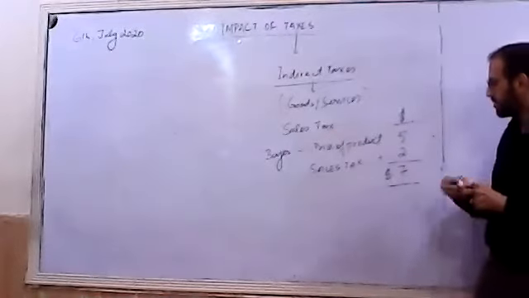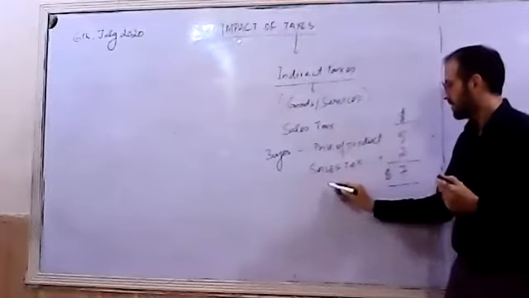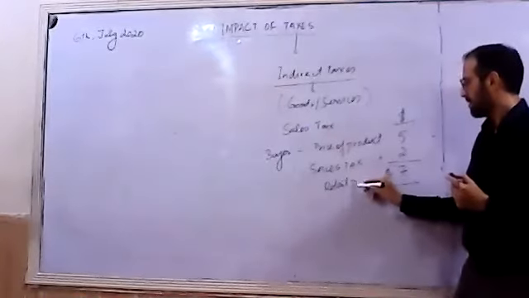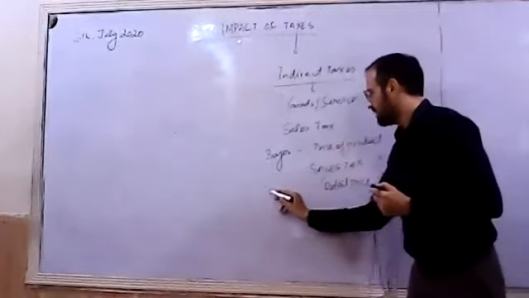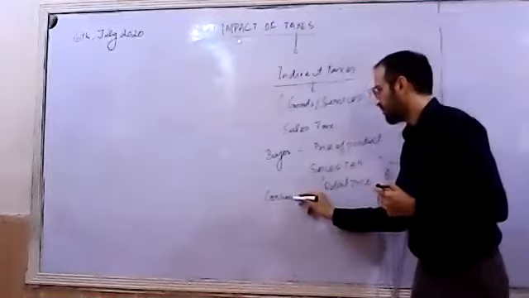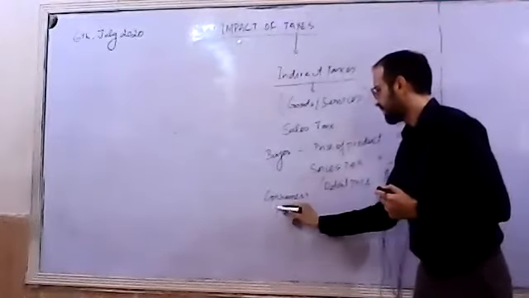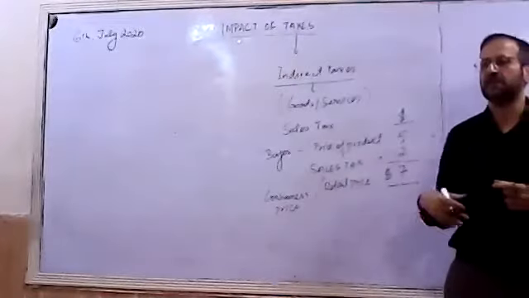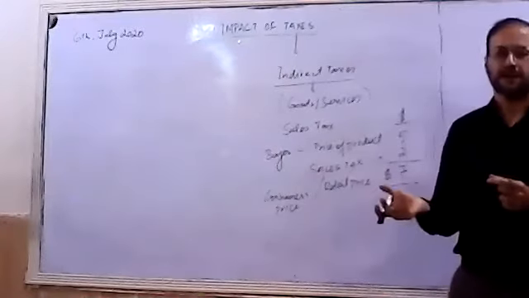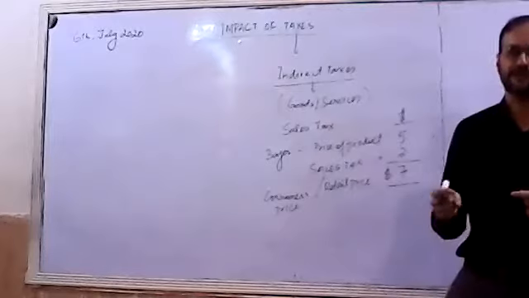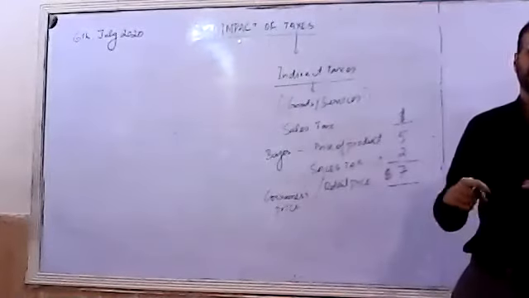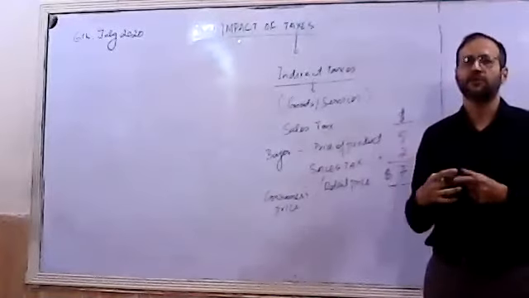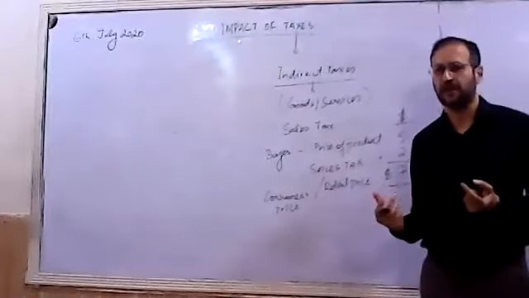So the $7 is actually the retail price, or in other words, the consumer's price. This is how the sales tax is actually put on the consumer. That's why it's sometimes known as an indirect tax, because it's indirectly paid by somebody who is not supposed to pay.